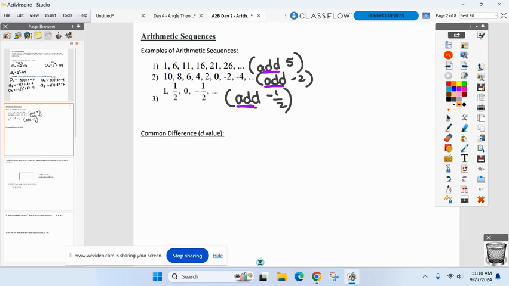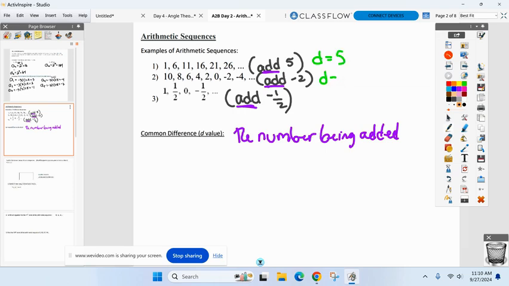And that number that you're adding, we have to attach a vocab term to it now. That number we are adding is called the common difference. That is the number being added. And we're going to attach a variable to it, and the variable is going to be D for difference. So up here, you could have said D equals 5. You could say D equals -2. You could say D equals -1/2 up here.